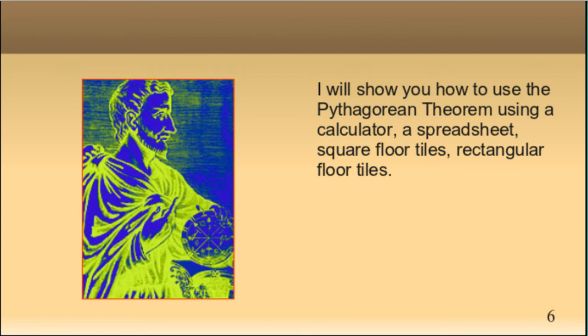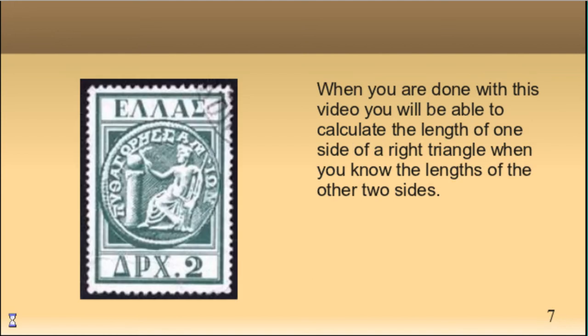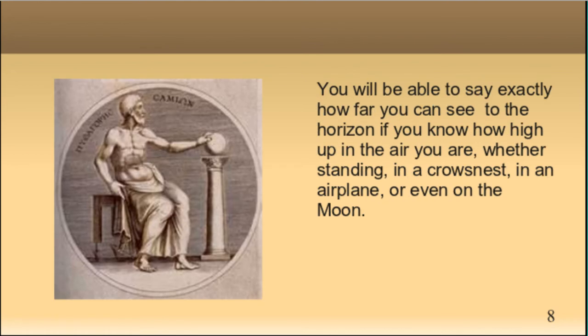I'm going to show how to use the Pythagorean theorem using a calculator, spreadsheet, some square floor tiles, and then some rectangular floor tiles. And when you're done with this video, you'll be able to calculate the length of one side of a right triangle when you know the lengths of the other two sides. You'll be able to say exactly how far you can see to the horizon if you know how high up in the air you are, whether you're standing up in a crow's nest, in an airplane, or even on the moon.